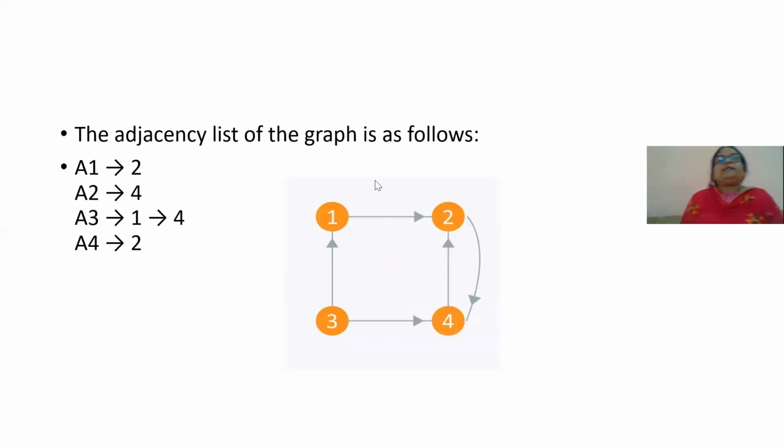This is the adjacency list of a directed graph. In the directed graph, the adjacent of A1 is 2, the adjacent of 2 is only 4, the adjacent of 3 are 1 and 4, the adjacent of 4 is 2.